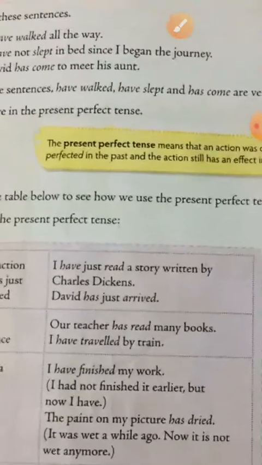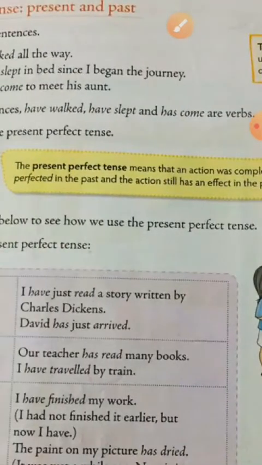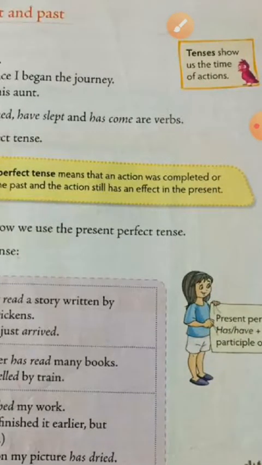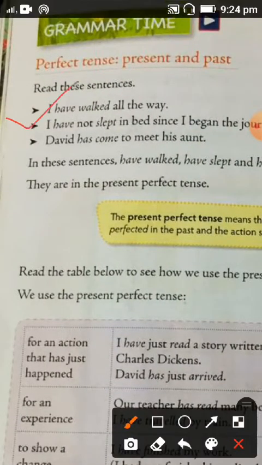So in present perfect tense, basically this is the definition. The present perfect tense means that an action was completed or perfected in the past, and the action still has an effect in the present. Okay. So dear students, for example, you can see the first example here. I have walked all the way. So you can clearly see that has and have we will be using here, and the third form of the verb. Okay. Second one you can see, I have not slept in bed since I began the journey, and David has come to meet his aunt. So these are the examples.